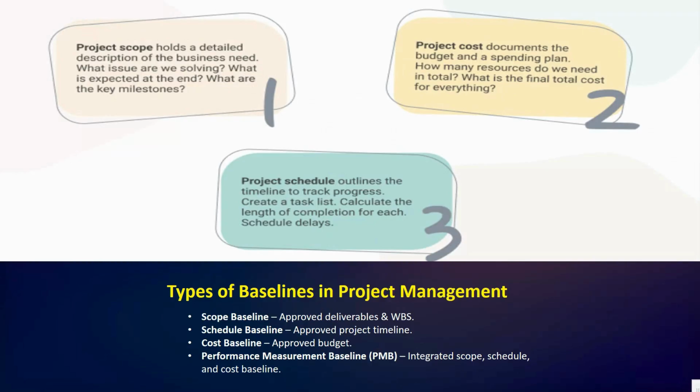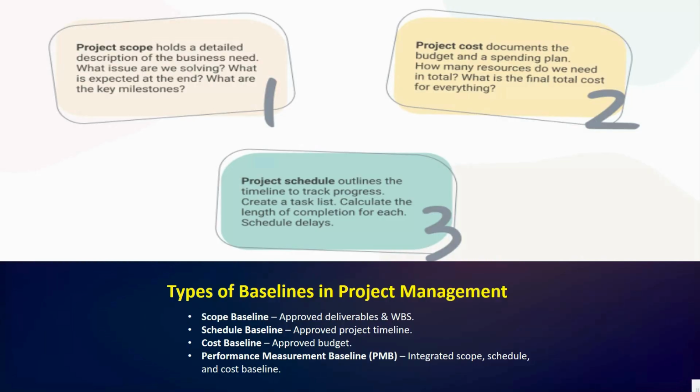So here you can see performance measurement baseline, integrated scope, schedule, and cost baseline. Okay, so this is the integrated baseline that combines scope, schedule, and cost into one unified framework. So the performance measurement baseline is essential for advanced project control methods like earned value management, where performance is measured against all three dimensions simultaneously.